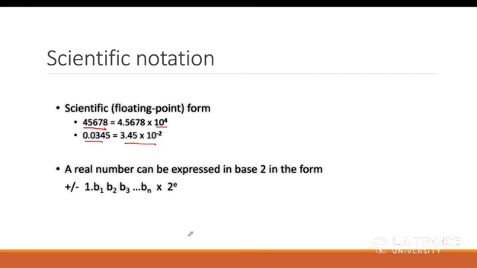So a real number can be expressed in base 2 in the form of plus or minus, whatever the sign of the number is, and then 1 point, these are the bits, times 2 raised to e. So this is the mantissa and this is the exponential part. As you can see, this is the sign of the number, this is the mantissa, and this is the exponential part. So this is just for your reference that in order to convert any number into its scientific notation or scientific floating form, you need to consider its sign, its mantissa, and its exponent part.